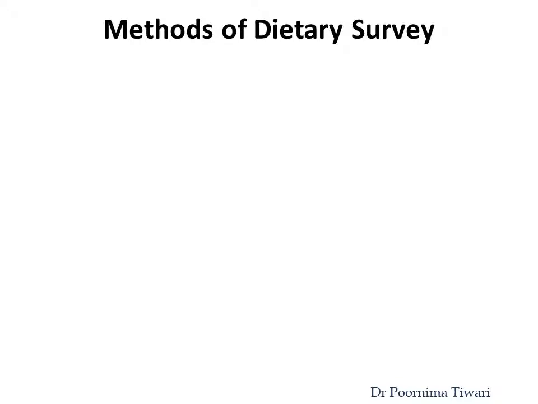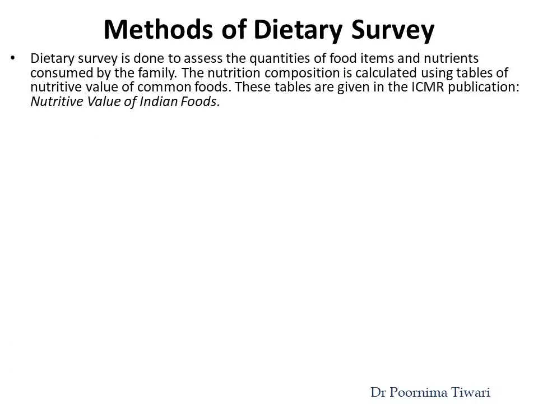Methods of dietary survey. We previously discussed the amount of food eaten by the family, dividing it by the consumption units and comparing with RDAs. How do we measure the amount of food and nutrients consumed by the whole family? This is known as dietary survey, measuring the amount of food items and nutrients that is consumed by the family. We measure the food items that the family has eaten, and the nutrients in them are decided by tables which are given in an ICMR publication known as Nutritive Value of Indian Foods.